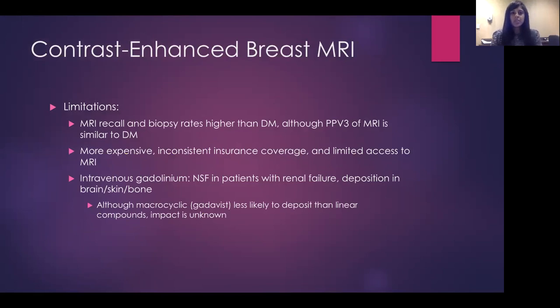Some of the limitations with contrast enhanced breast MRI is the recall and biopsy rates are higher than regular mammography, although the positive biopsy rate of MRI is similar to mammography. It is a very expensive test. It doesn't always have great insurance coverage, can be quite inconsistent, and there is limited access to MRI. It does require IV gadolinium, and this can lead to nephrogenic systemic fibrosis in patients with renal failure. And we know that it can cause deposition in certain parts of the body, including the brain. We haven't seen any problems with that, but we really don't know what the long-term effects of that are.